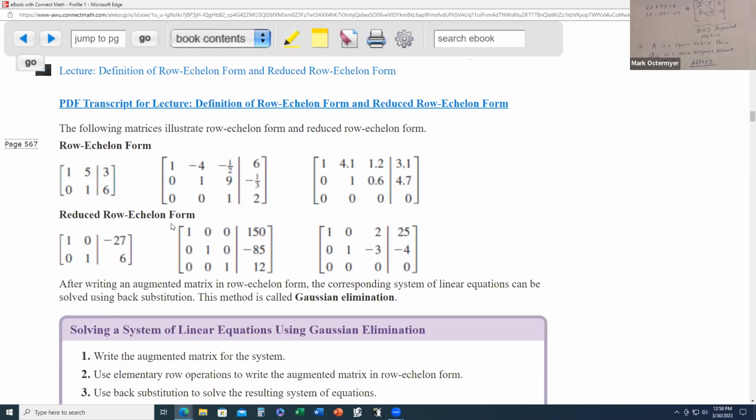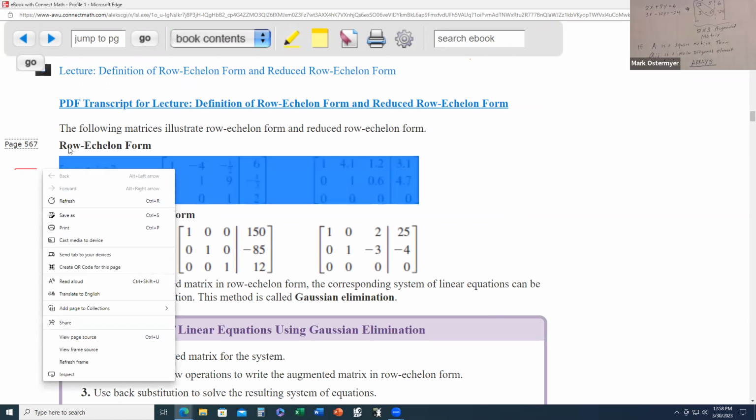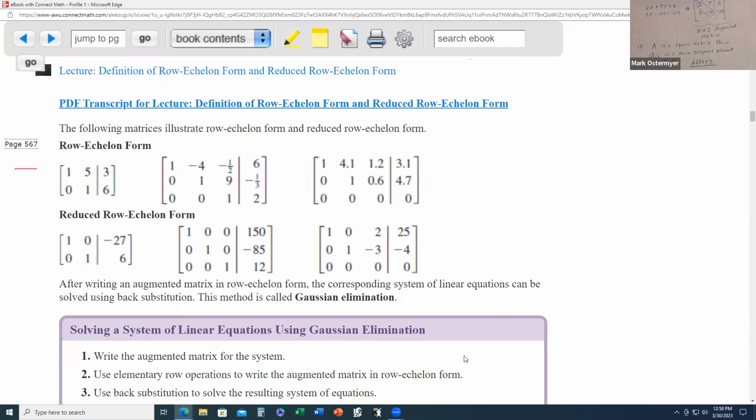Let's look at some examples of matrices that are classified as being in row echelon form. We say that this matrix here is in row echelon form. Why? Well, as we proceed from left to right in each row, what's the first non-zero entry that we have to hit?